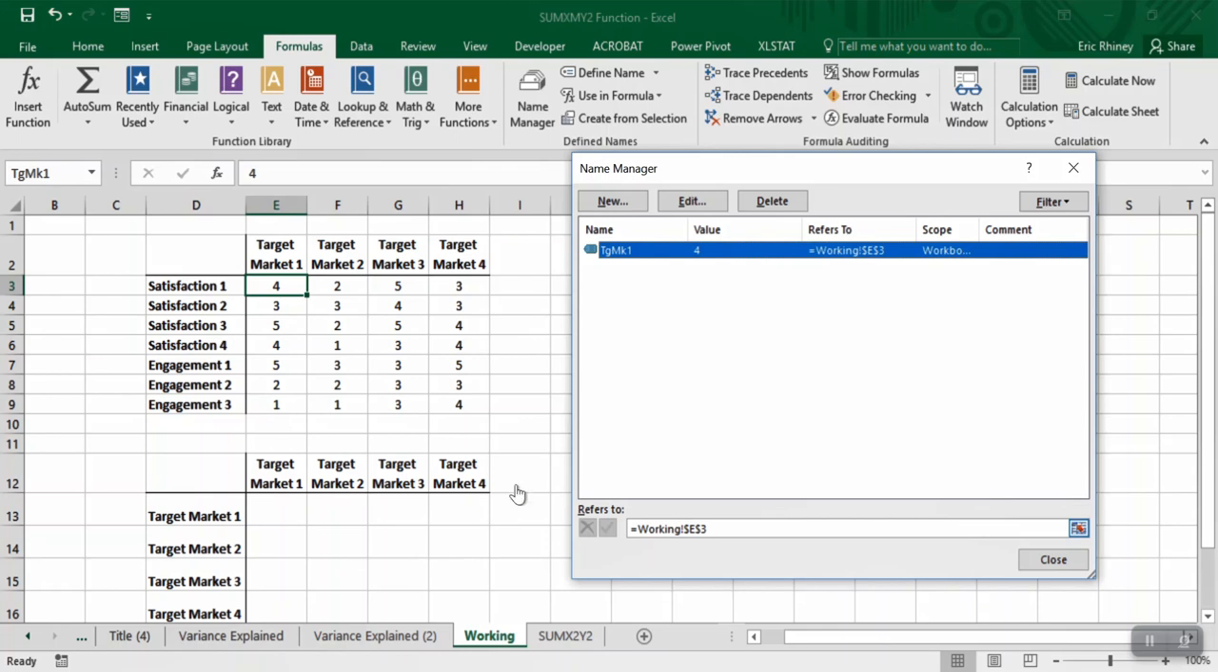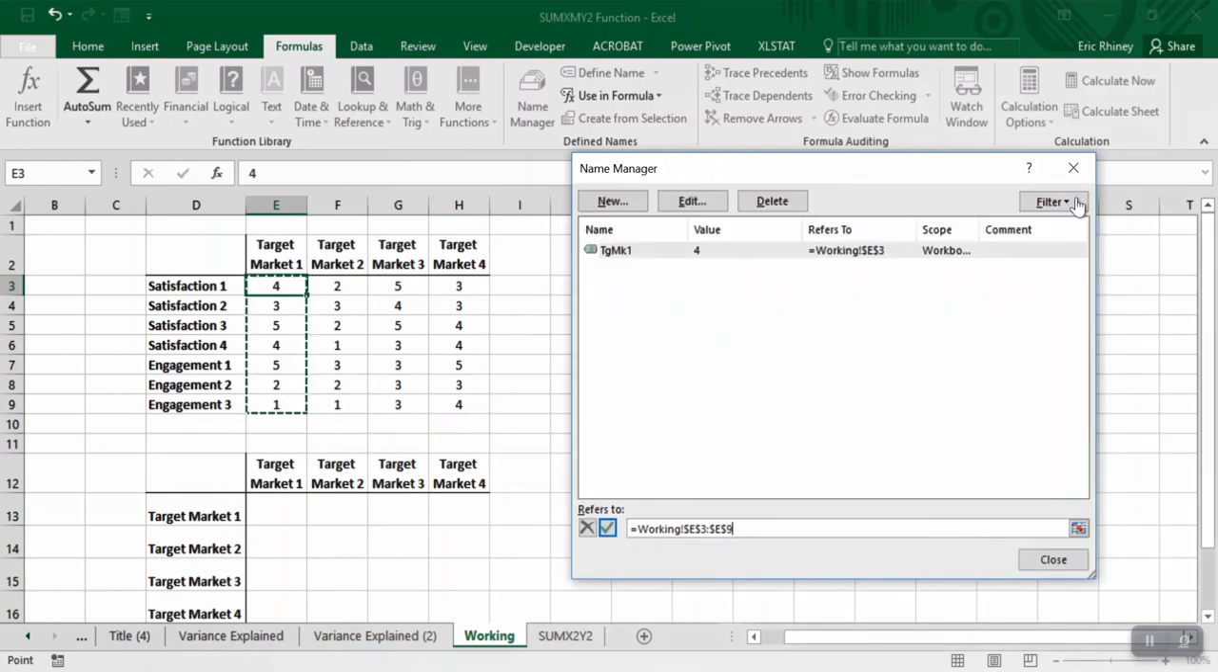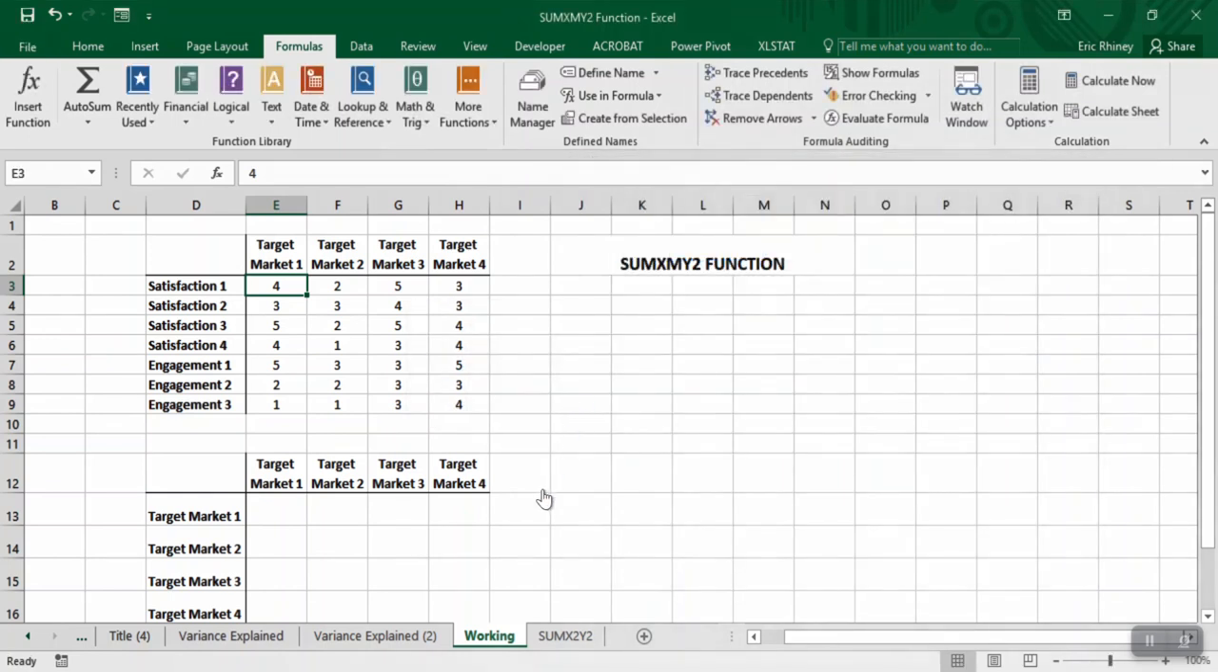So I can go in here and actually change this, and I'm going to drag this on down so that it's the whole set of data for target market 1. So that's E3 through E9. All right, hit enter, and then I can close this out. Yes, I want to save that. And so now if I type in TGMK1, you see it highlights all of that. So every time I reference TGMK1, it's this data array.